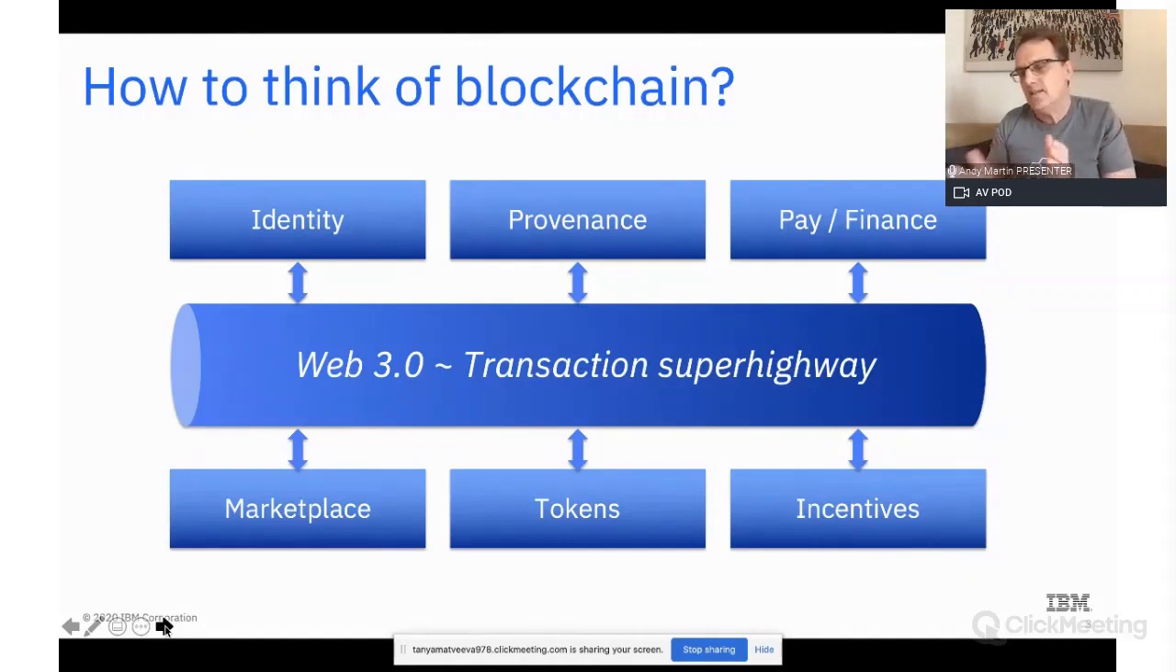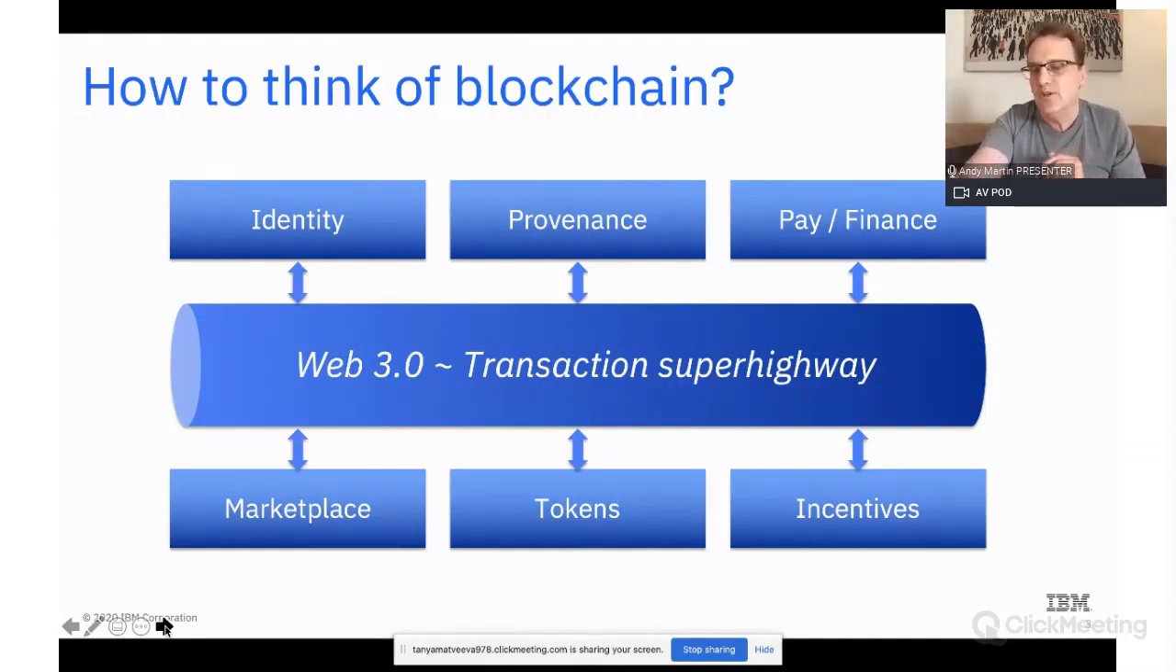But maybe it's the last box on this chart, which is the most important, which is the incentive model. So we need to design an economic incentive model where it is in everybody's interest, all of the participants in the marketplace, to collaborate, to come into agreement and consensus as to what are good transactions that can be added to this transaction superhighway.